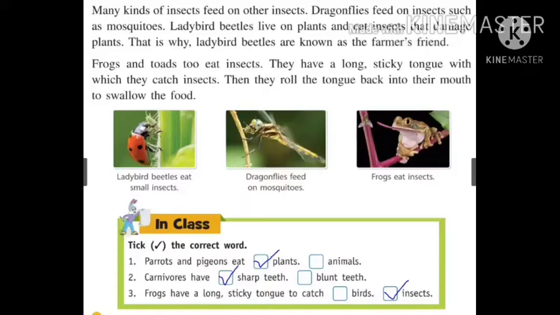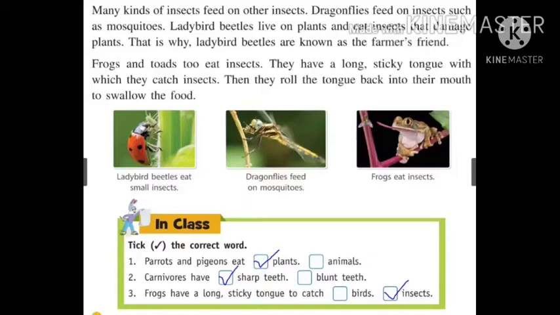Then they roll the tongue back into their mouth to swallow the food. Here we see the feeding habits of insects and frogs. What do the insects eat? Dragonflies and ladybird beetles eat the small insects. Ladybird beetle is also known as the farmer's friend. Why? Because ladybird beetles eat the insects which are present in the plants and damage the plants.